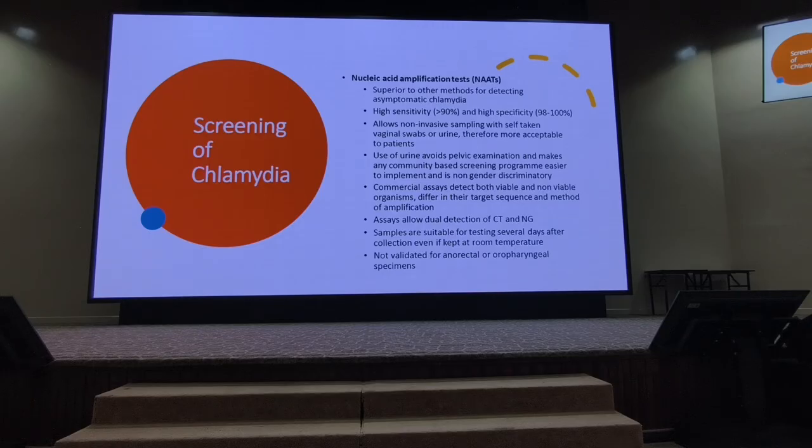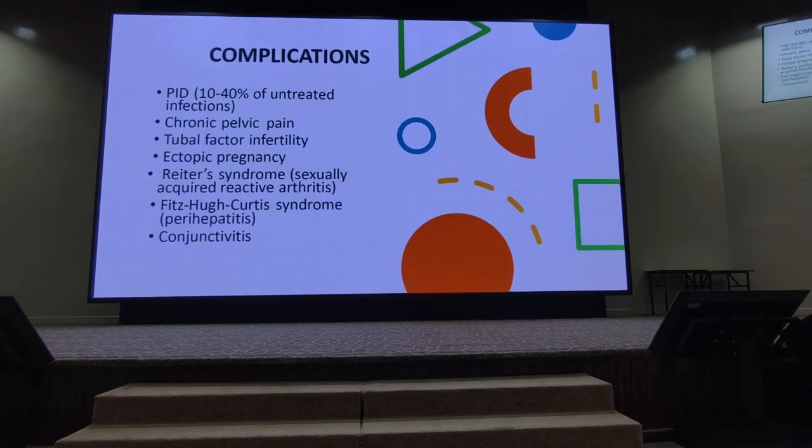And it allows a dual detection of CT and NG. What does it mean? CT is Chlamydia trachomatis, NG is Neisseria gonorrhoeae. So this test is packaged together. Usually there's co-infection, so it reports either CT positive or CT negative, NG positive or NG negative. So this is an easy test to do and has a high sensitivity and accuracy.